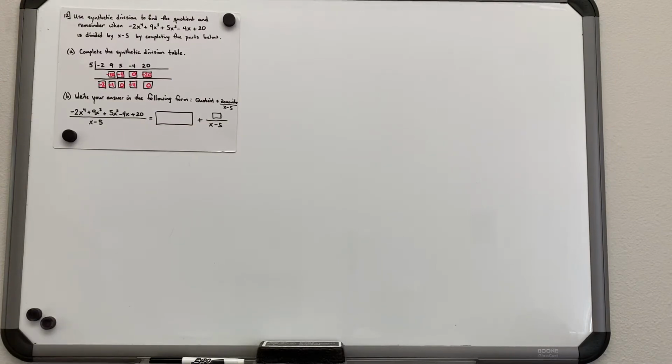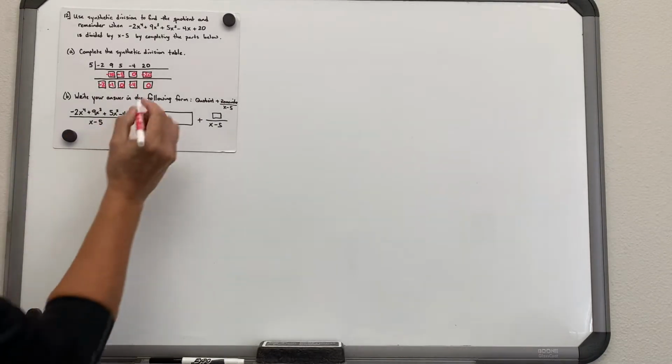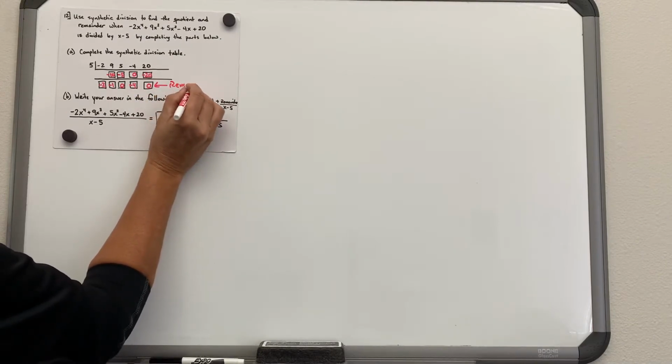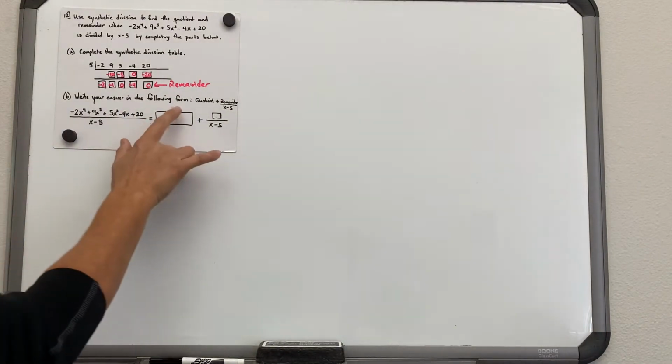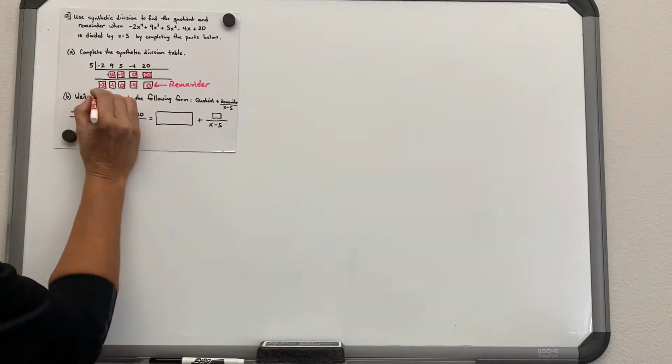And what this tells me is that if I get a 0 here, so this last number here is my remainder, then if my remainder was 0, it must have divided evenly. So it wants me to write my answer in the following form: the quotient, which is this part that's left.